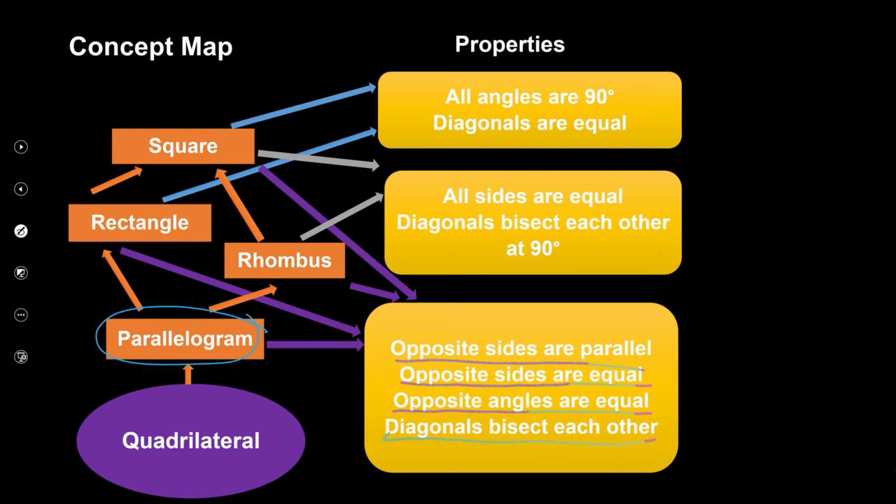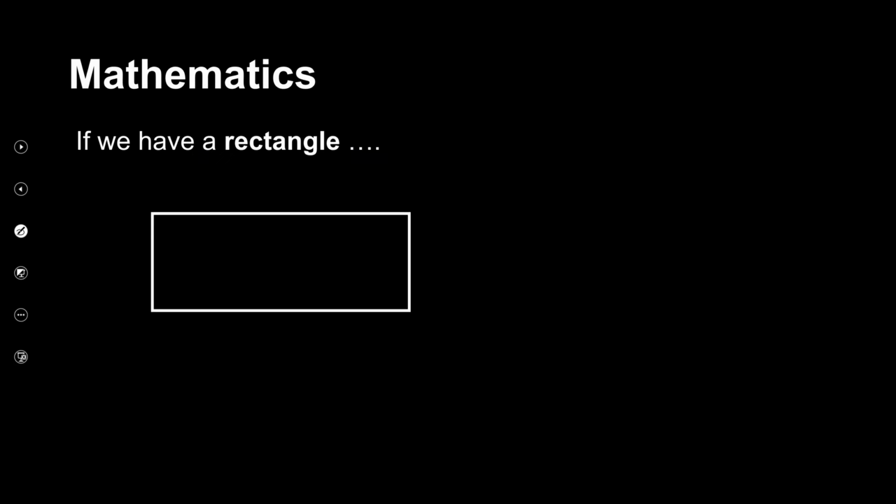That's what makes a parallelogram. Now, what about a rectangle? If we have a rectangle, how can I say this is a rectangle without being told that it is a rectangle? So in simple terms, what are the properties of a rectangle?